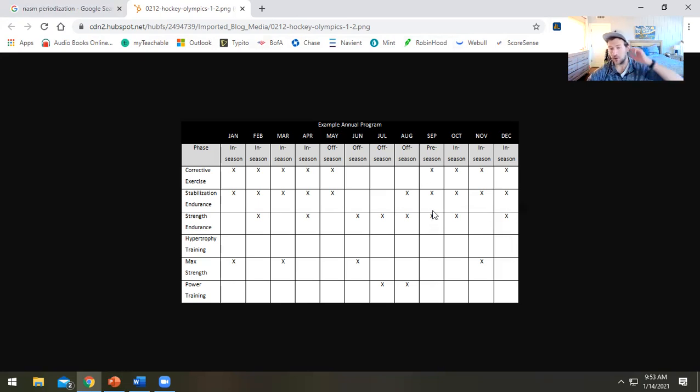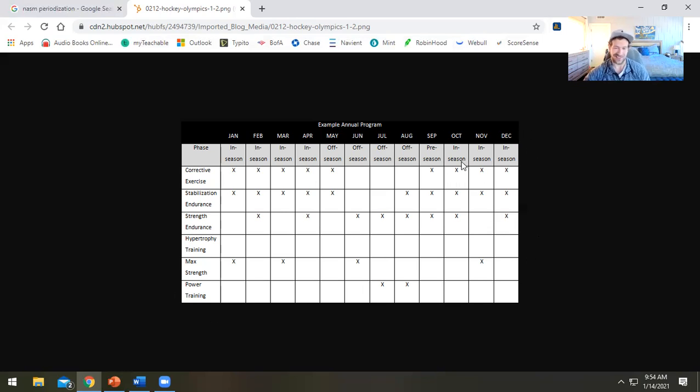Then first part of the preseason, again, we're going right back to that similar scheme that we saw. Corrective, stabilization, endurance for 2 months, and then corrective, stabilization, a little bit of max strength, corrective, stabilization, endurance, and then the cycle repeats, right? So that'd be January through December there.